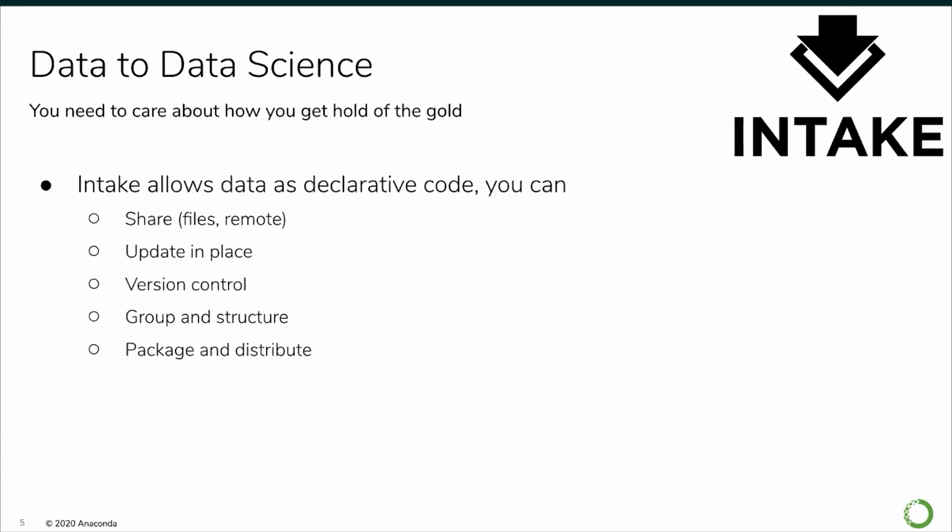You can update these prescriptions so that everybody always has the current best version of the code. But you can also version control so that people can see the history of that declaration. You can group these data sets into catalogs, and you can group the catalogs into further catalogs, so you have a hierarchical structure that people can navigate to find a particular thing that they're after. And you can package these using familiar Python techniques.